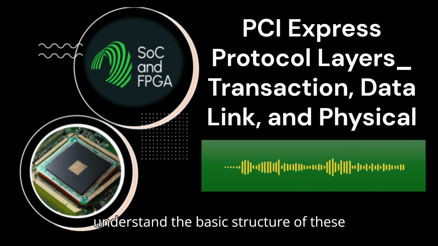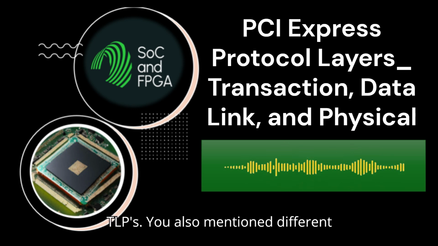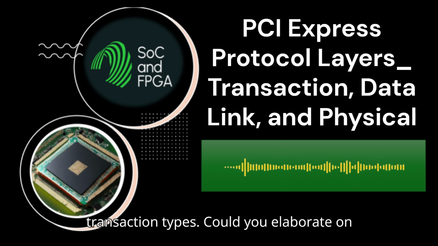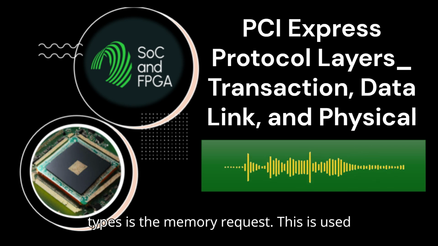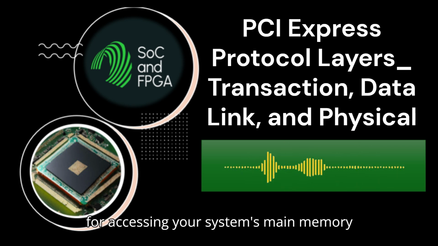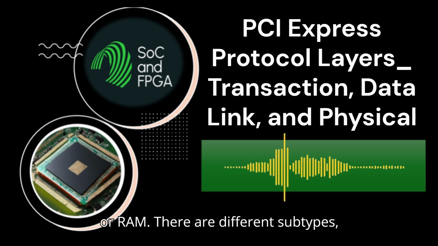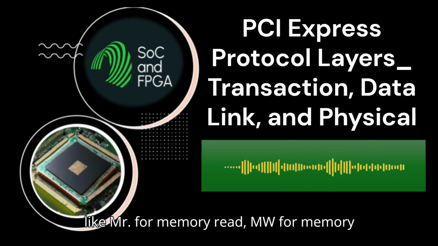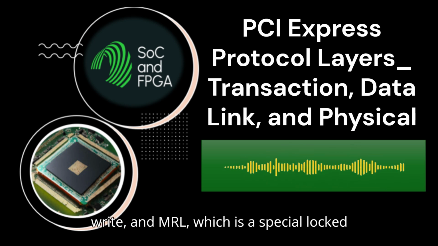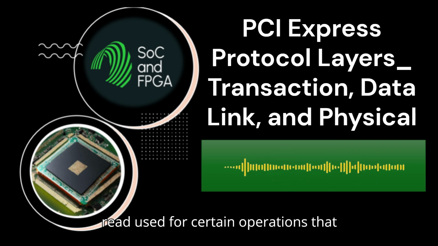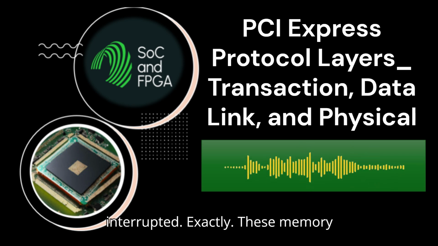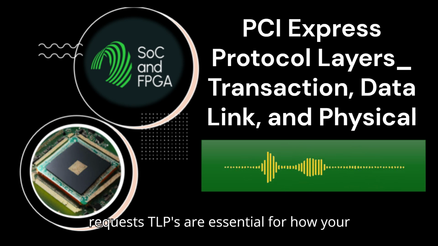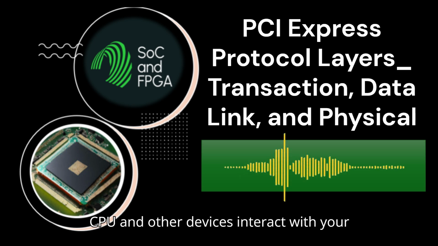So now we understand the basic structure of these TLPs. You also mentioned different transaction types. Could you elaborate on those? Sure. So one of the most common types is the memory request. This is used for accessing your system's main memory, or RAM. There are different subtypes like MR for memory read, MW for memory write, and MRL, which is a special locked read used for certain operations that need to be performed atomically. Atomically meaning they can't be interrupted. Exactly. These memory request TLPs are essential for how your CPU and other devices interact with your system's memory.